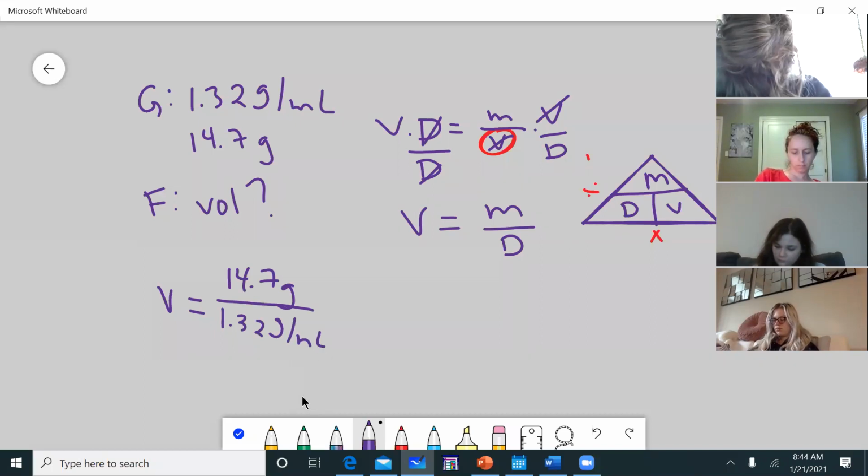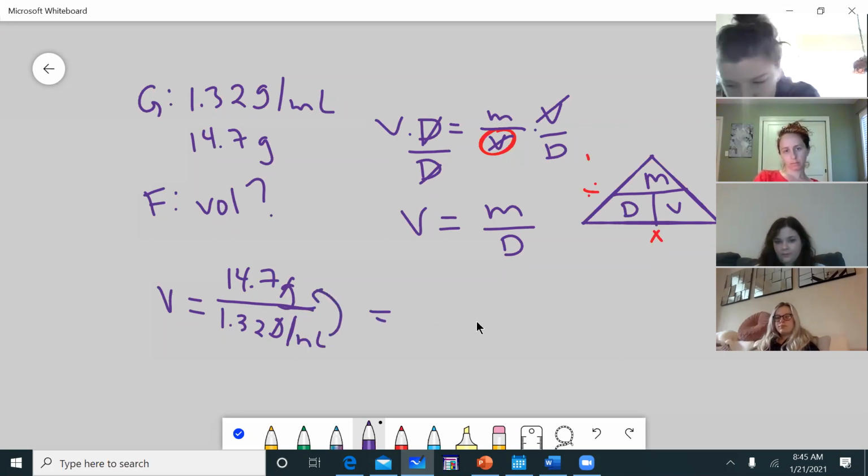I always include my units because I get to watch them cancel out and I end up with the units that I just want. So in this case, gram and gram will cancel. And then I've got this unit of milliliter that's below a fraction bar and below a fraction bar. Anytime you divide something twice, it flips it back on top. So my unit for this thing is going to be the milliliter.